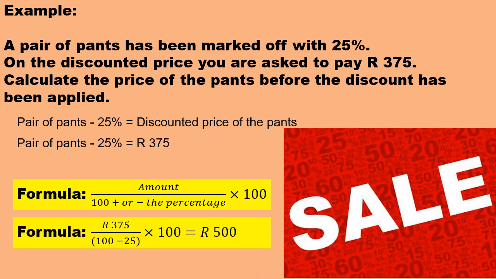So let's pop that into our calculator. 375 divided by 75 times 100 gives you 500 Rand. Does that make sense? The pants were 500 Rand, then 25% was deducted, and now it's costing you 375. Yes, it does.